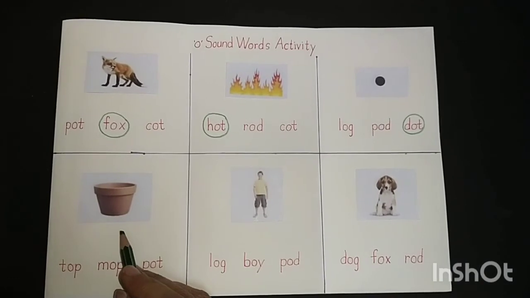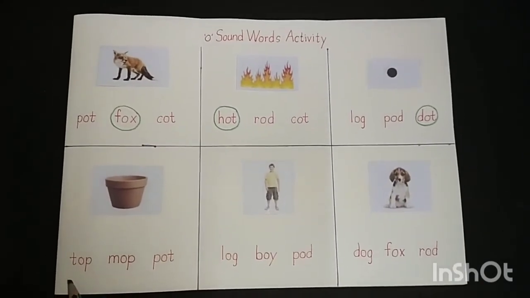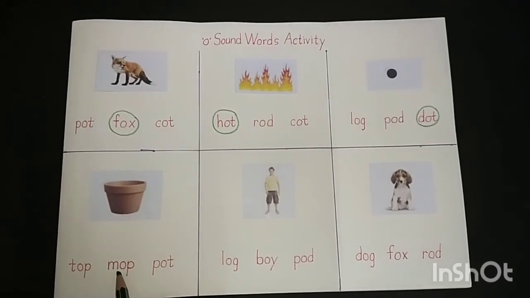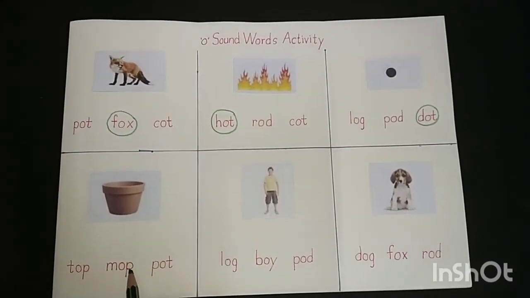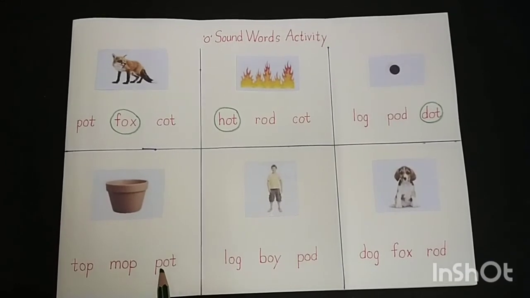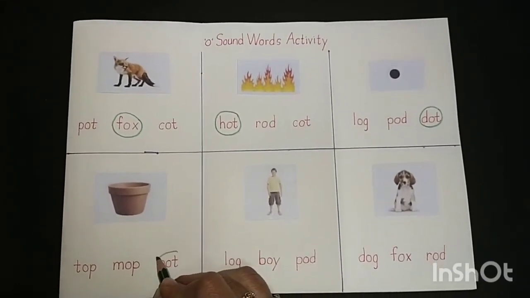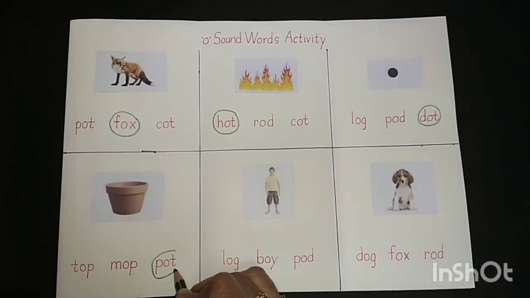Which picture is this? Yes, this is a pot. So now read the spellings. T-O-P, top. M-O-P, mop. P-O-T, pot. Yes, so this is the correct word. So we will circle it.